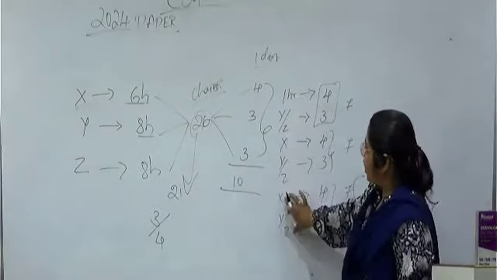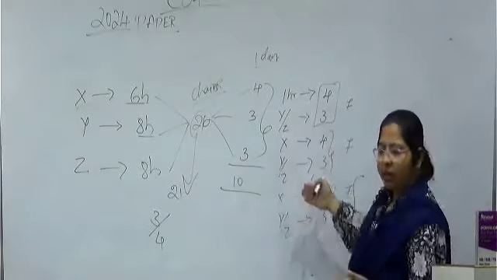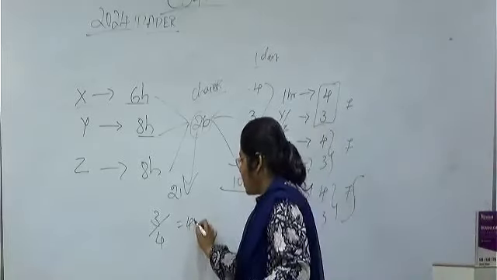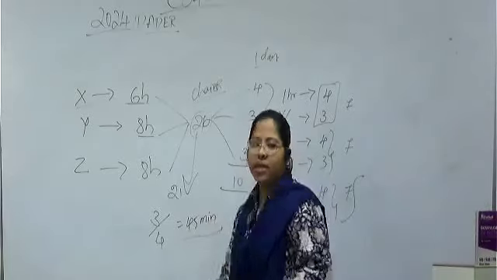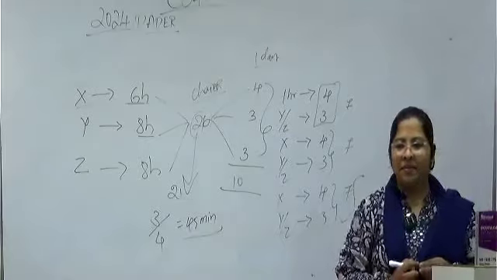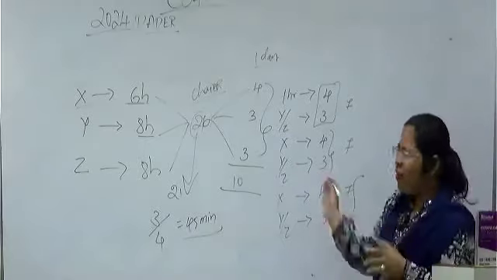1, 2, 3. 3 twos are 6. Each hour they have worked. 6 hours they took. 3 by 4 means 45 minutes. 6 hours 45 minutes is the answer. You didn't get it? Get it. No formula, nothing.